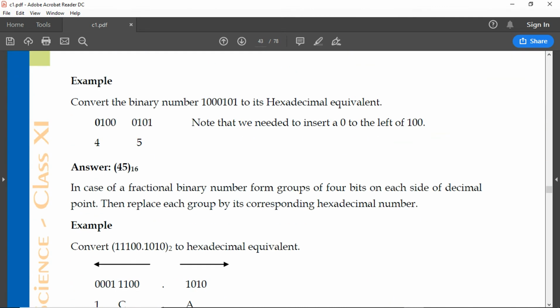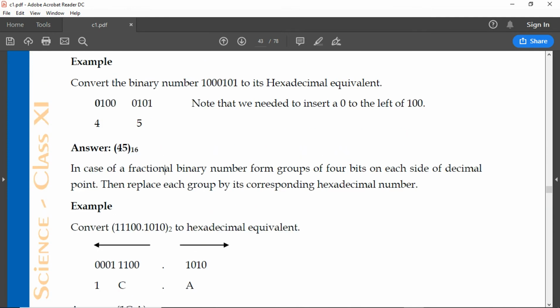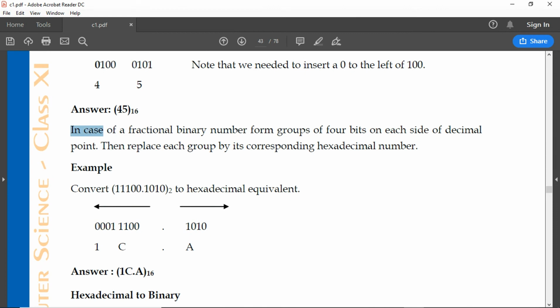44. Example. Convert the binary number 1000101 to its hexadecimal equivalent. 01000101. Note that we needed to insert a 0 to the left of 100. Answer: 45, base 16. In case of a fractional binary number, form groups of 4 bits on each side of the decimal point. Then replace each group by its corresponding hexadecimal number.